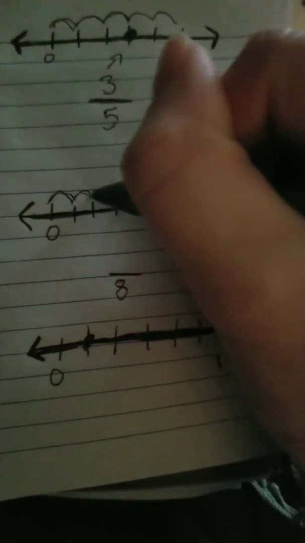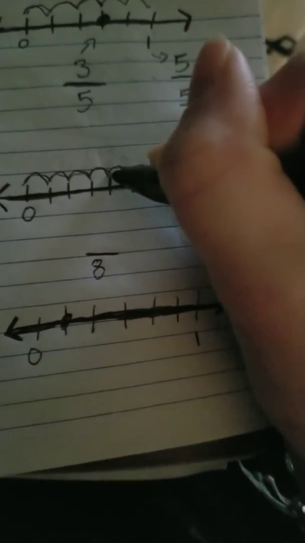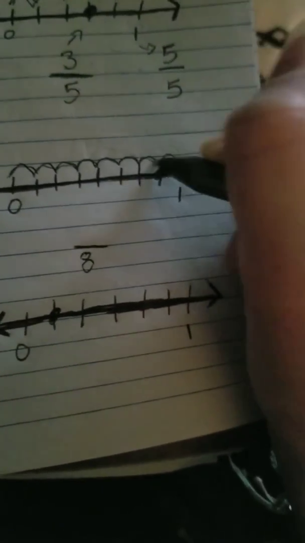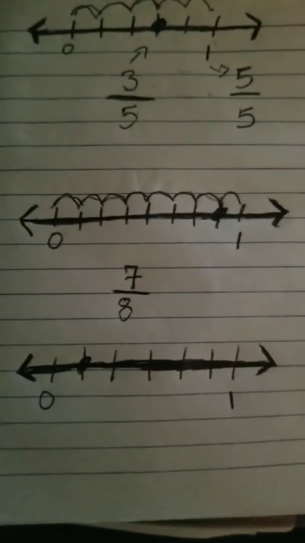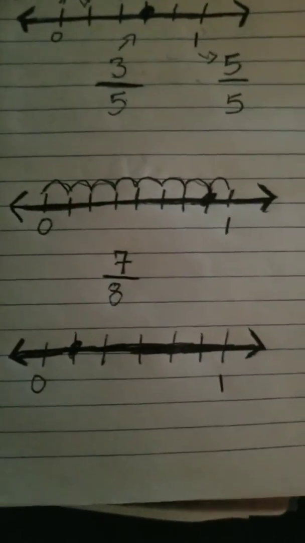I'm going to give you guys a little minute to do this on your own. Okay, now let's count the jumps, see what we get to. 1, 2, 3, 4, 5, 6, 7. So we're close to that whole number, but we're not quite there. So we are at 7/8.